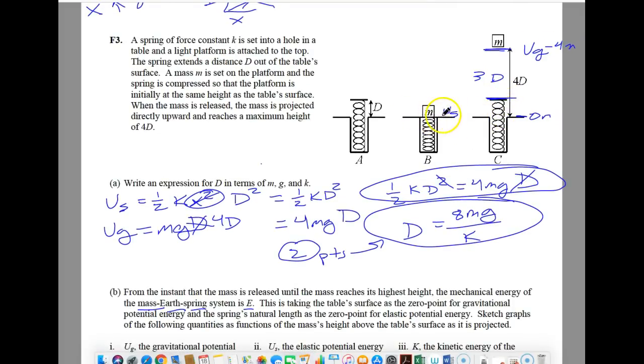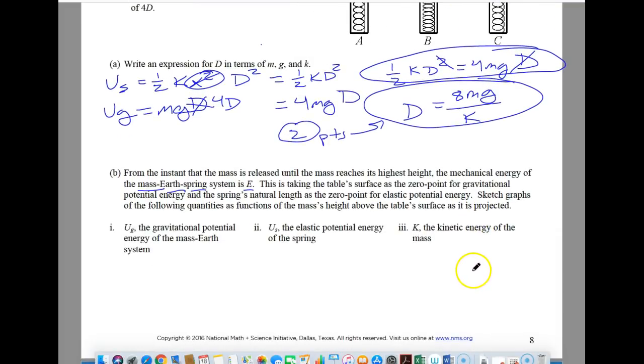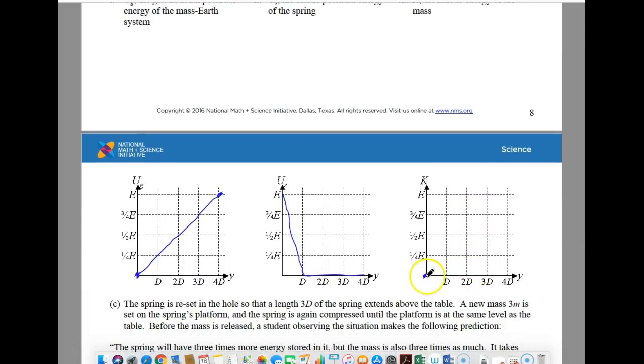Now, we're going to ignore some of that, and we're going to say that you have maximum kinetic energy right here. Okay? At the top, you have minimum. So the graph that you're going to get here is going to look like this. So let's move it down. We are going to get some energy here, and it's going to gradually get bigger.